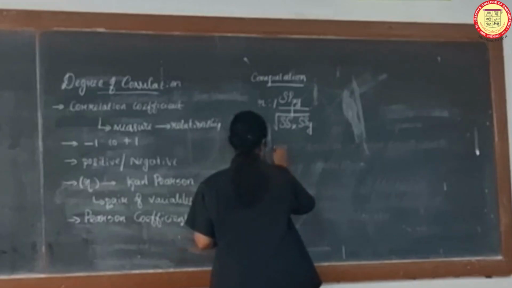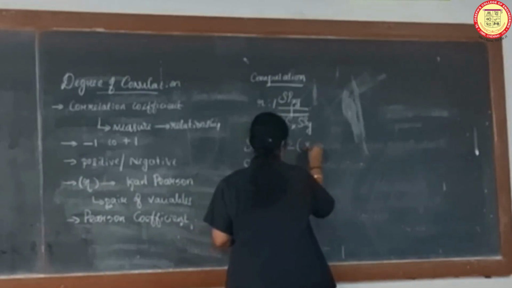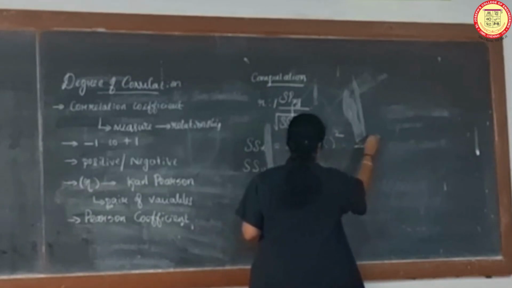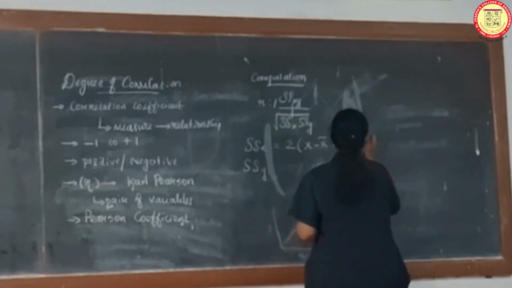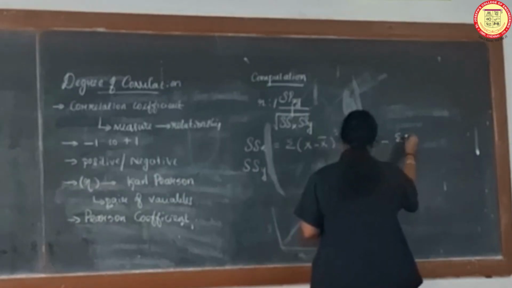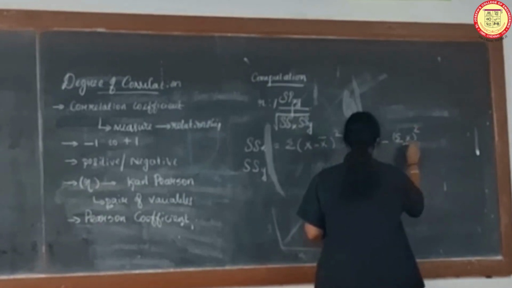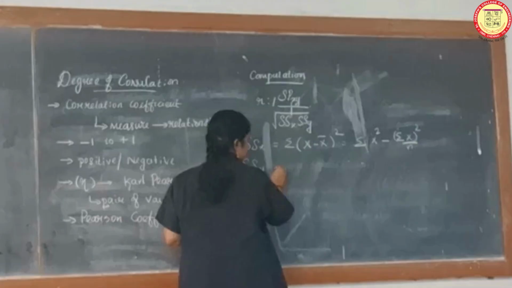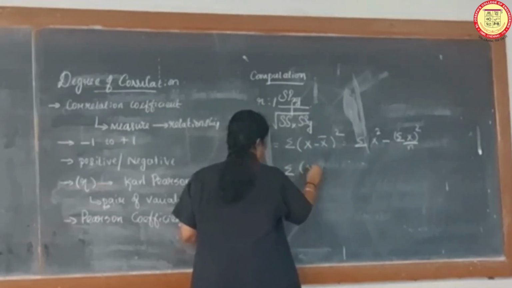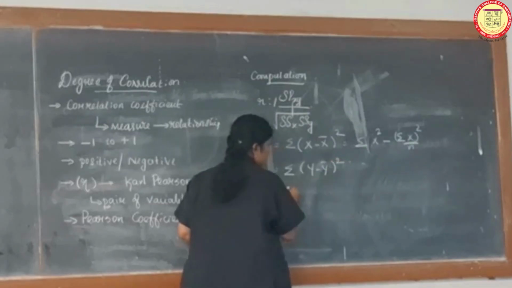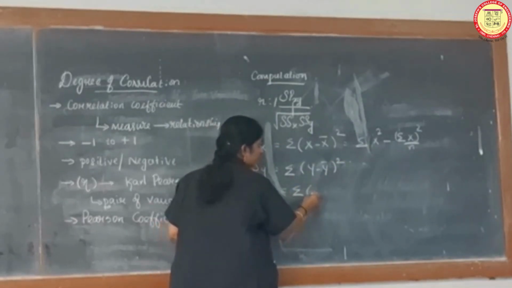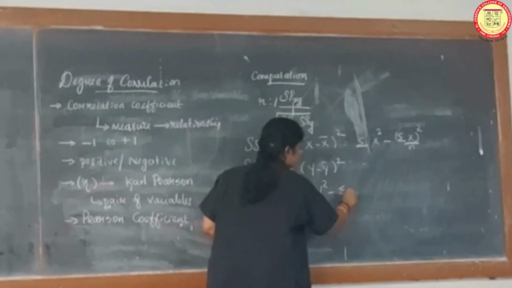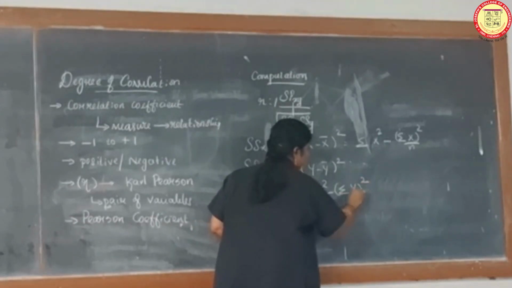SSX can be calculated using the summation of x minus x bar the whole square, which is equal to summation x square minus summation x the whole square divided by n. And the sum of squares of y is summation of y minus y bar the whole square, which is equal to summation y square minus summation y the whole square divided by n.